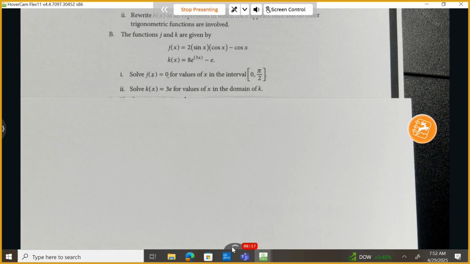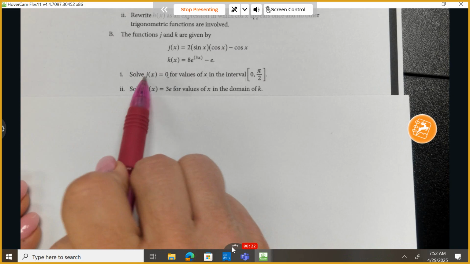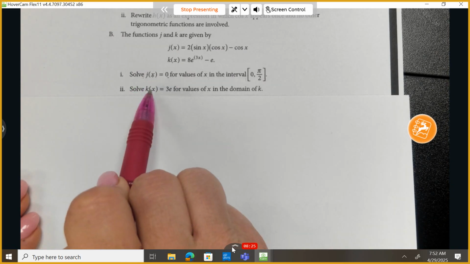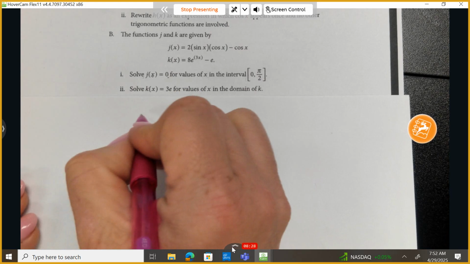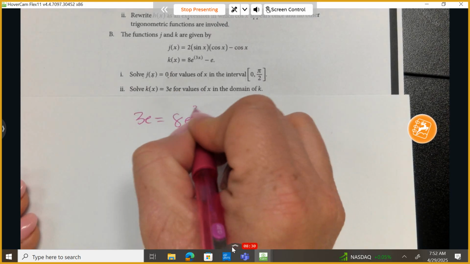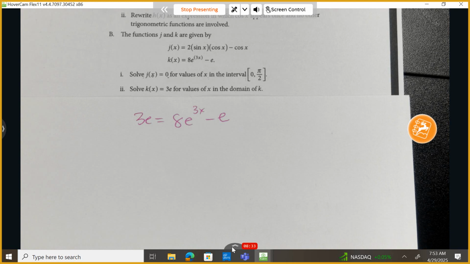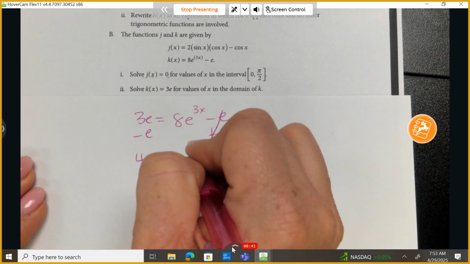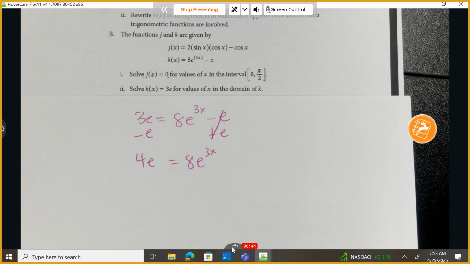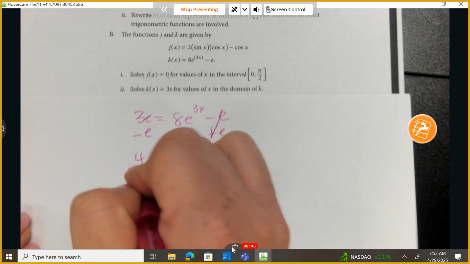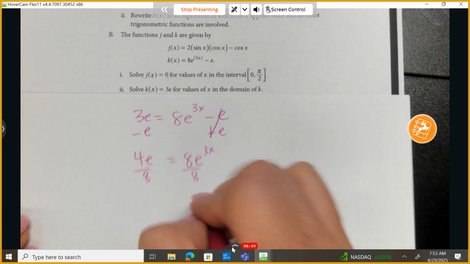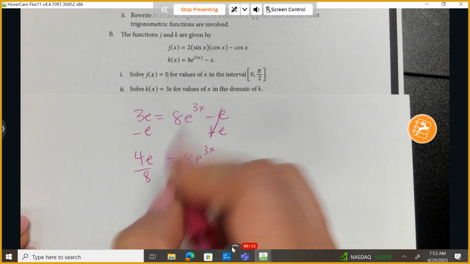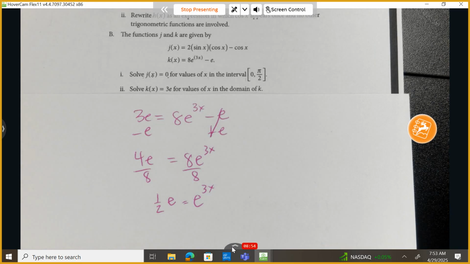So I think part 2 is looking a little more complex. So just like we set j of x equal to 0, now I'm going to set k of x equal to 3e. So I have 3e equals 8e to the 3x minus e, and I'm supposed to solve in the domain of k. Okay, so let's start by adding e to the opposite side. So I have 4e equals 8e to the 3x. Okay, then I'm going to divide by 8. And so I have e to the 3x equals 1/2 e.